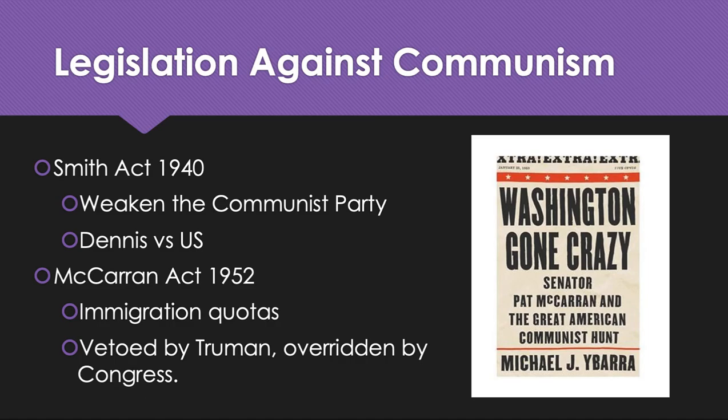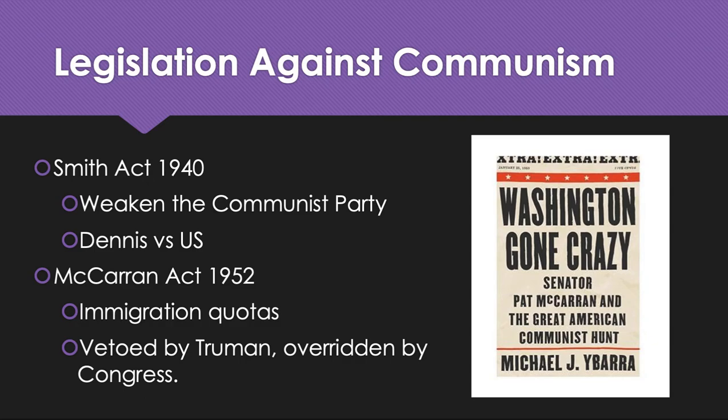This goes back to the case of Schenck versus U.S. that we talked about, when that clear and present danger precedent is created. The Supreme Court is going to cite it again here, saying that the Communist Party creates an environment where an uprising could destroy our democracy. Therefore, it is okay. The McCarran Act is also going to be passed in 1952.